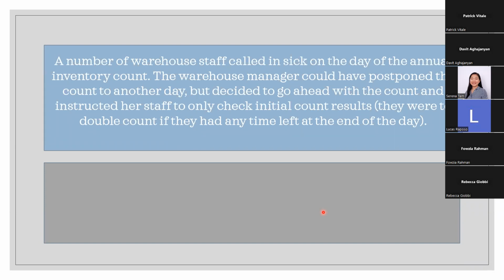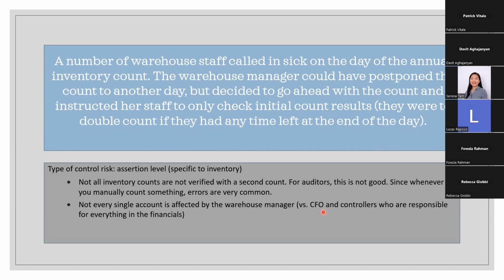So the reason why David says this is because we're talking about the warehouse manager. We're not talking about like the controller, the CFO, or CEO. So look at who's the person, and if it's one specific account, then it's assertion. So yeah, and then this would increase control risk.